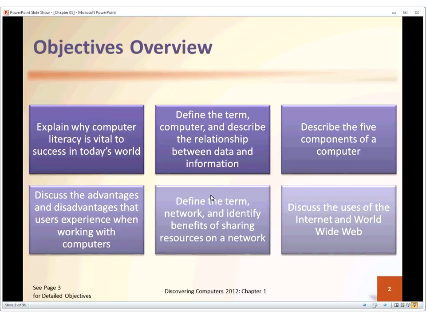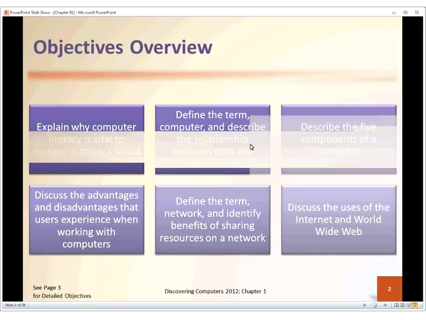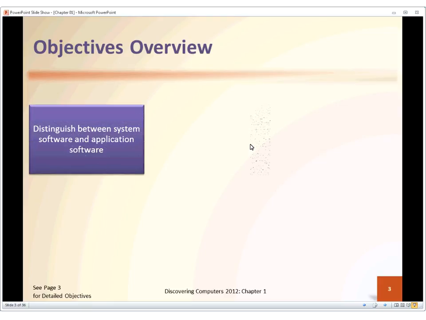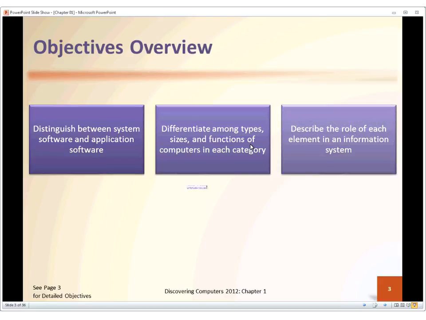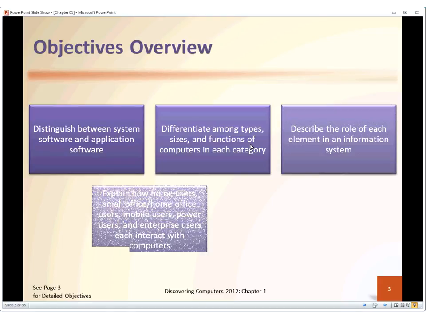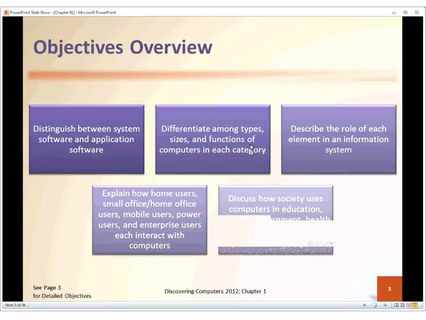There are some terms about networks and resources on networks that you have to be able to identify. And then take a look at the World Wide Web and the Internet as well. Although there's a separate chapter, Chapter 2, on just that topic alone. So we'll be covering that today as well. You'll need to talk about system software and application software and distinguish the two. There are different types and functions of different types of computers. They're listed here, and the authors describe them.